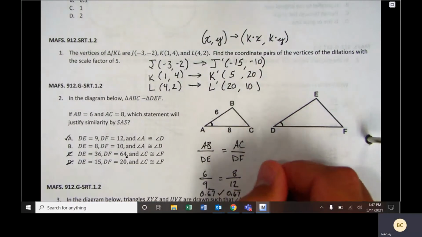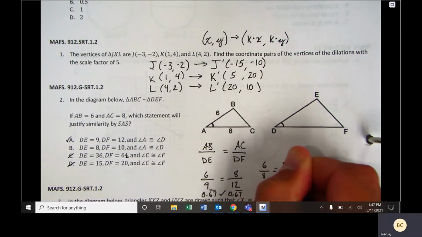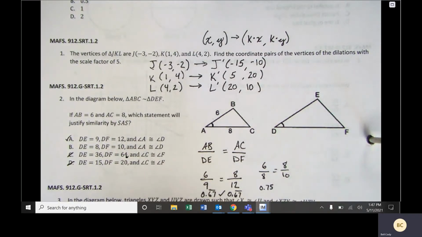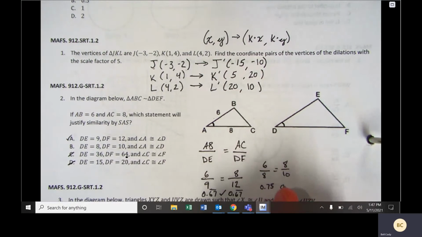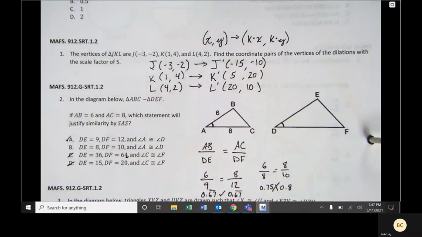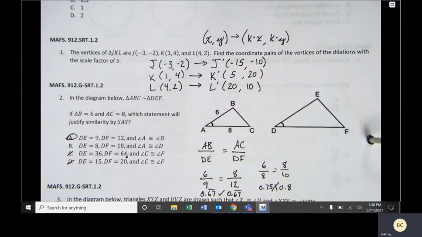Let's just check to see if B would work as well. 6 over 8, 8 over 10. If you divide 6 by 8, you get 0.75. If you divide 8 by 10, you get 0.8. Since those ratios are not equal to each other, those would not be proportionate. So the only proportionate sides with the correct included angle to give us these two triangles similar by SAS would be answer choice A.